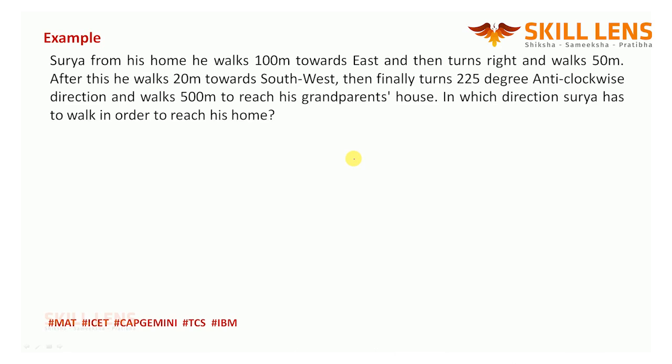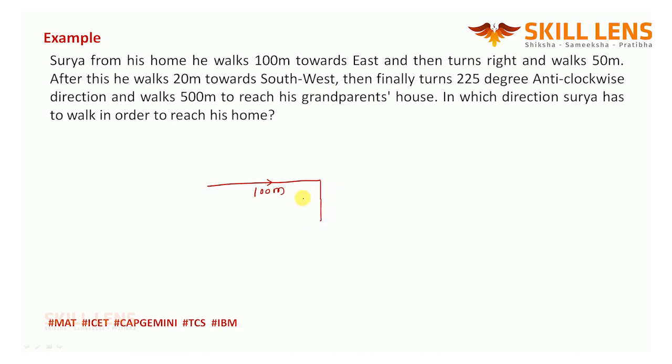Now let's see one more question, an interesting one. Surya from his home walks 100 meters towards east. Let's say this is 100 meters. Because this is east, and then he turns right and walks 50 meters. Right means towards south. Okay, 50.